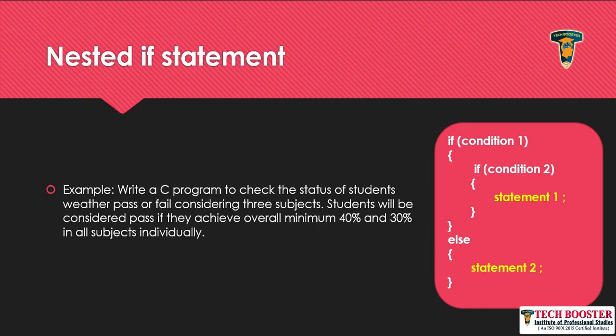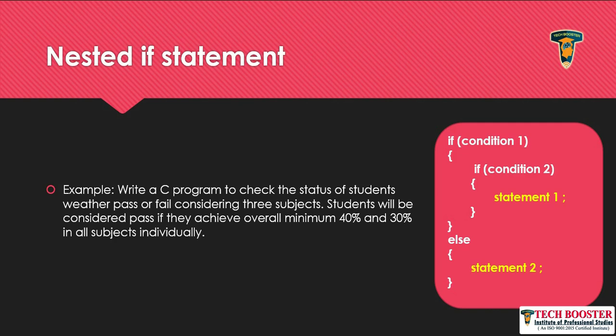So you can see this is my example here. Write a C program to check the status of a student, whether pass or fail, considering 3 subjects. In this case, we'll check the result of our student, whether pass or fail. And here we have conditions like the student will be considered pass if they achieve overall minimum 40% and 30% in all subjects individually.